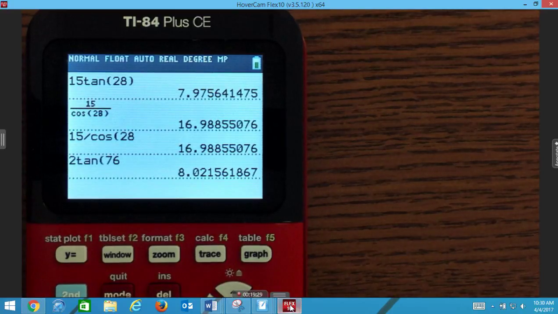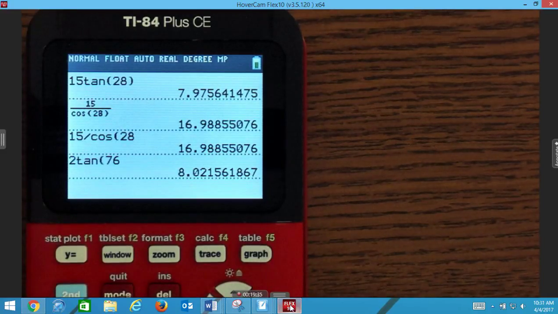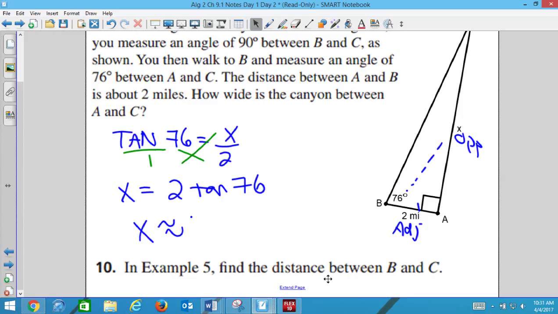So it's going to be 8.02 what? Miles. This is like a real life question, so we're going to measure with units.